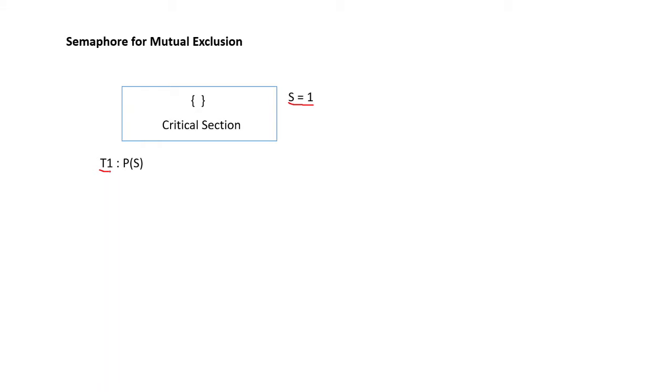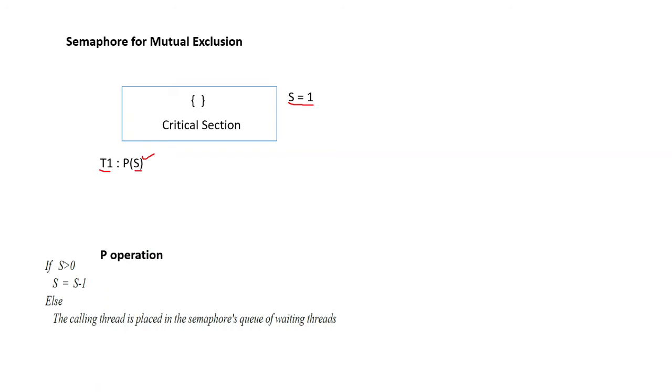So it executes the P operation on the semaphore S. Now what the P operation does is, it first checks if the value of the semaphore S, in this case, is greater than 0. In our case, the value of S is 1. So this evaluates to true and this statement is executed. That is, S is changed to S equals S minus 1. So the value of S is changed to 0 and the process or thread T1 enters into the critical section.